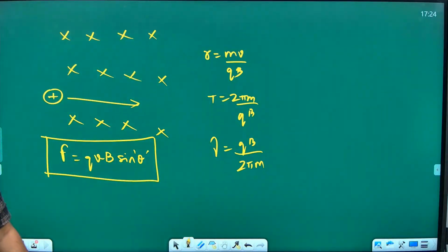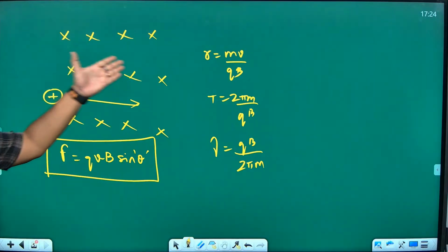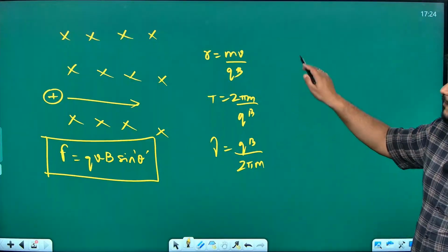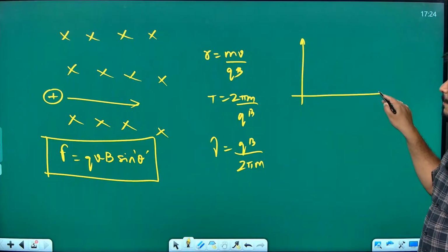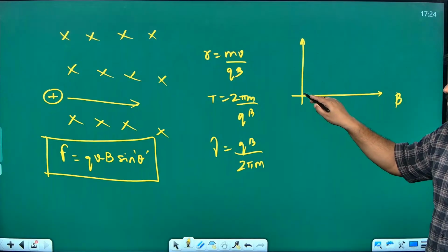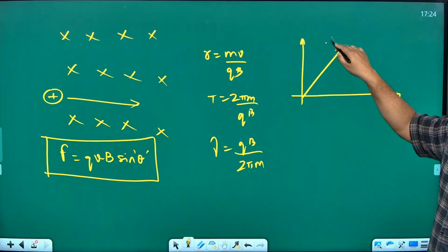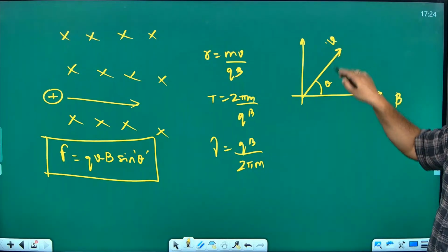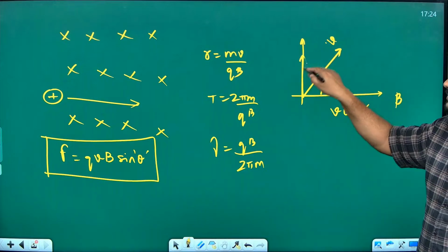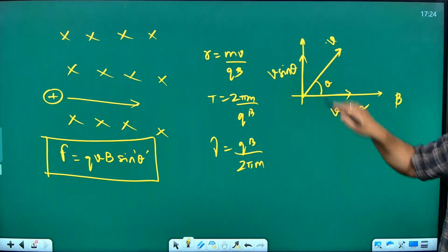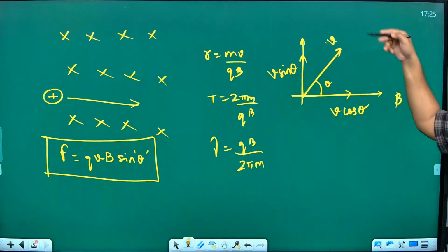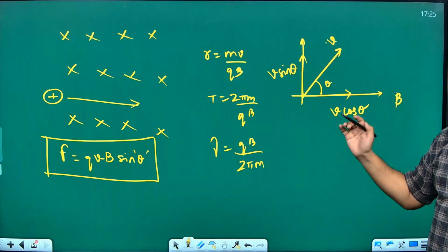Okay, if a charge is entering a magnetic field perpendicular, then the radius is this much, the time period is this, and the frequency is this. Apart from that, if the charge enters the magnetic field making some angle theta, and is not entering perpendicular, then the velocity will get resolved into two components. This will become v cos theta, this will become v sin theta. Now you can understand that v sin theta is responsible for circular motion, v cos theta is responsible for horizontal motion.